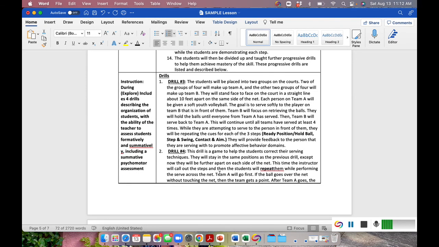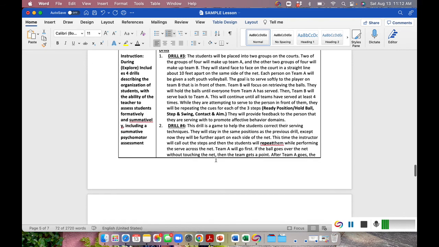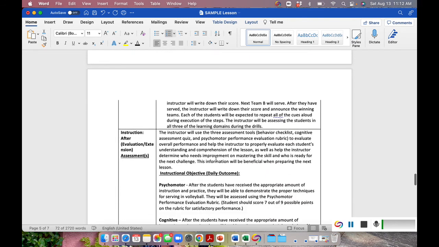You'll frequently see 4 drills in a lesson. If 2 covers what you need to teach, that's fine. I would rather you do 2 really awesome drills than 4 that you're rushing through. Okay, so again, you have some freedom here to design this how you need for your students.